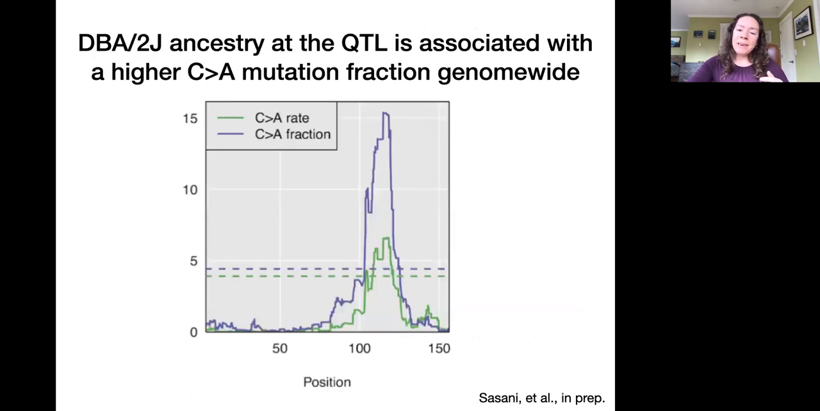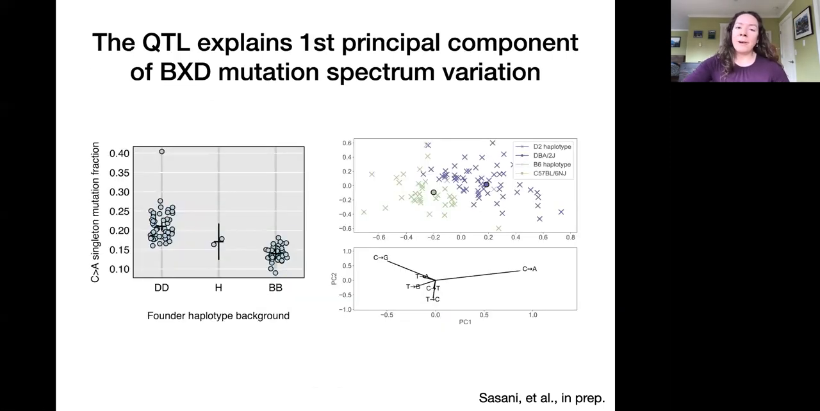And this peak is even more pronounced when instead of the C to A rate, what you use as your trait is the C to A fraction. So just the fraction of singletons in each strain that are C to A's rather than other mutation types. And this one QTL peak, I guess it's a little funny to call it a quantitative trait locus when we only see one, but it is still a quantitative trait, each of these mutation summaries.